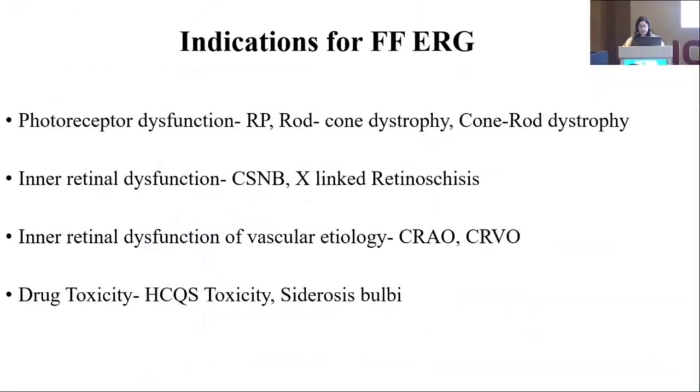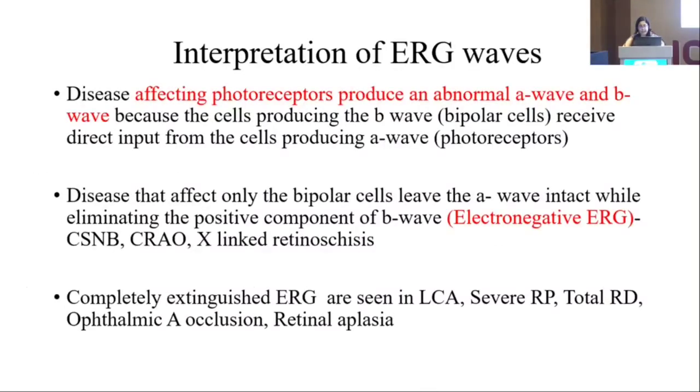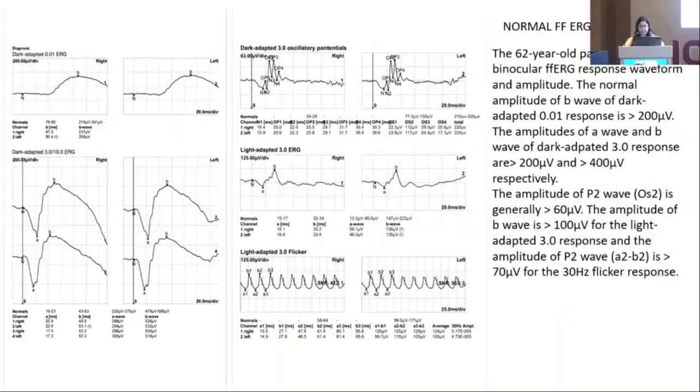Indications of ERG are photoreceptor dysfunctions like in retinitis pigmentosa, inner retinal dysfunctions as in CSNB, inner retinal dysfunction with vascular etiology like in CRAO, and drug toxicity like in HCQS. Diseases affecting photoreceptors produce abnormal A and B waves. Disease that affects only the bipolar cells leaves the A wave intact, which is the electronegative ERG seen in CSNB. Completely extinguished ERGs are seen in Leber's congenital amaurosis and severe RP.